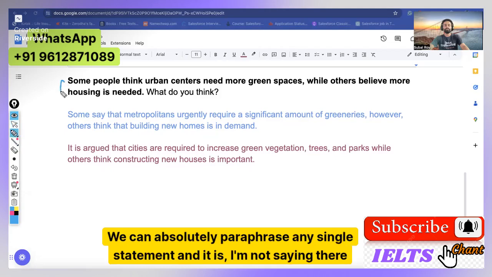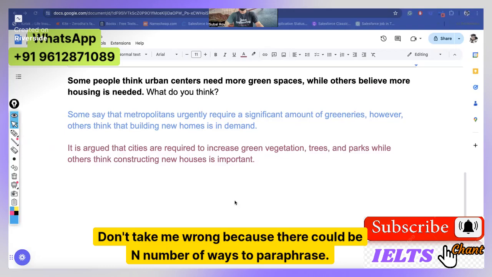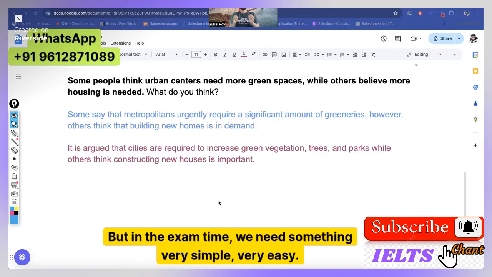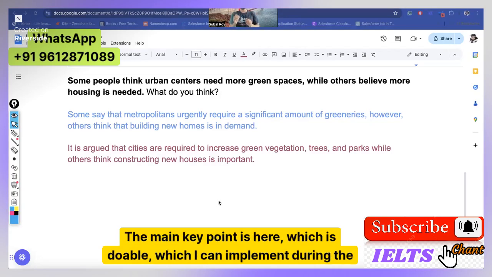We can absolutely paraphrase any single statement, and I'm not saying there is only one way to do this. Don't take me wrong, because there could be n number of ways to paraphrase. But in exam time, we need a very simple, easy, and straightforward way that we can implement. The main key point is something doable, which I can implement during the test time.